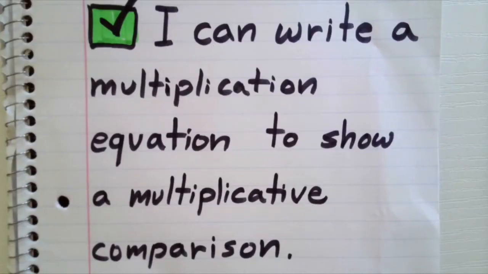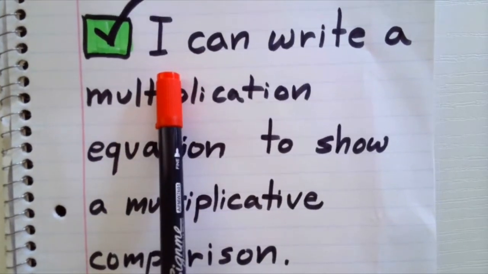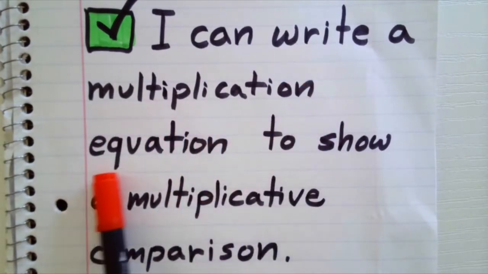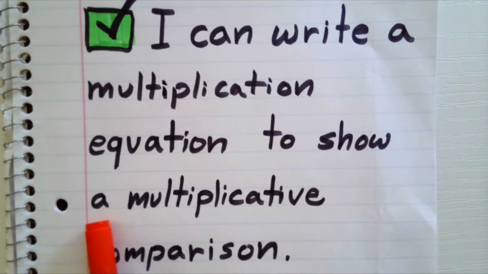Let's read our success criteria together. Ready, begin. I can write a multiplication equation to show a multiplicative comparison. An equation is an expression where both sides are the same or equal. Equation, a multiplicative equation. We're going to use a multiplicative equation to show a multiplicative comparison.